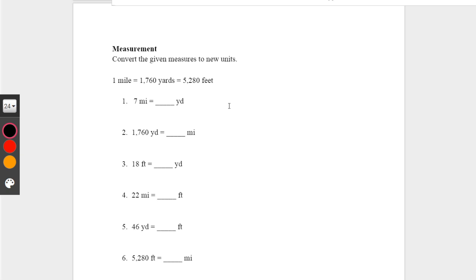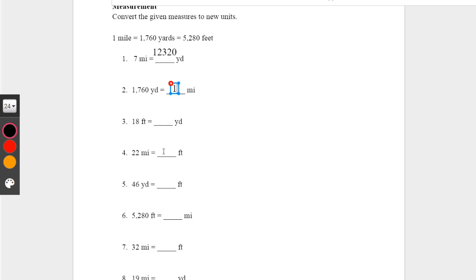And so you get 12,320 yards. And if you look here, the 1,760 yards equals how many miles? We know that 1,760 yards equals 1 mile, so we just have to write 1. And let's try the one with feet.